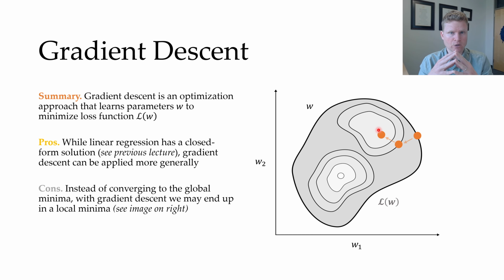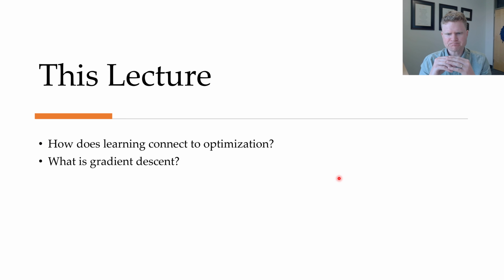Now this is a local minima. If I look just locally in this area, it seems like the best solution. But if I zoom out and look at the entire contours, I realize actually I could have minimized my loss better over here. So gradient descent, because it's taking these local gradient steps, could get stuck in a local minima instead of finding the global best solution. So that's one downside to this algorithm. Okay, so in today's lecture, we talked about how learning connects to optimization, and we introduced the gradient descent approach.